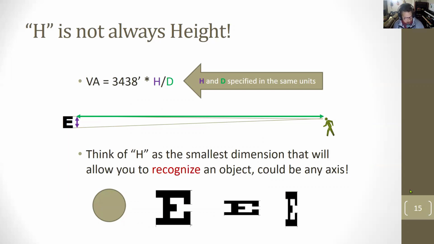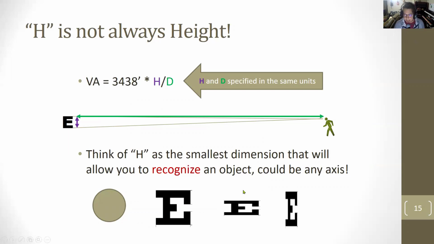Also recognize, here you go, great thing for me to quiz about. Don't forget that H, even though H stands for height in most cases, could be the width, or it could be the diameter of a circular object. It should be the smallest dimension that you're attempting to process. So if I need to recognize that this is an E and not a vertical line, I need at least 5 minutes of arc if I'm 20/20 in terms of the subtended lateral width, as well as at least 5 minutes of arc for the height.